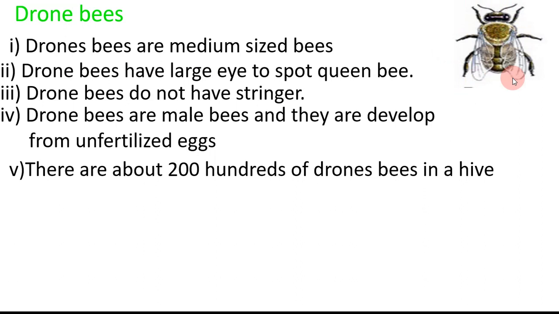Look, this is the diagram of drone bee. Drone bees are medium-sized bees, and drone bees have large eyes to spot the queen. So look here: to identify the drone bees, you have to compare the eyes. The size of the eye is bigger than other bees. So one criterion to identify drone bee is the eye. It has a larger size of eye to spot the queen bee.